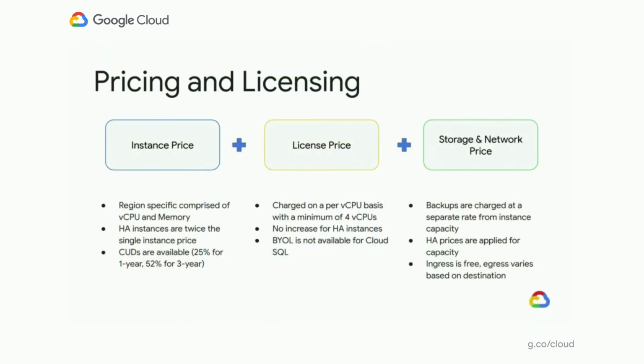So breaking this down, Cloud SQL for SQL Server is made up of three components when you talk about how we do pricing. We've got our instance price, which, if you're familiar with Cloud SQL today, both for Postgres and MySQL, should have no surprises. You've got that same region-specific price that's comprised of core and memory. HA instances are going to be twice as much on the instance, mainly because we maintain two instances to provide you that failover, so you have that standby secondary.